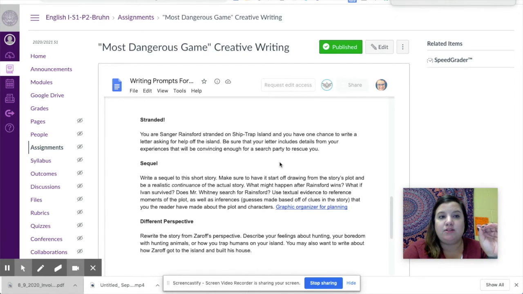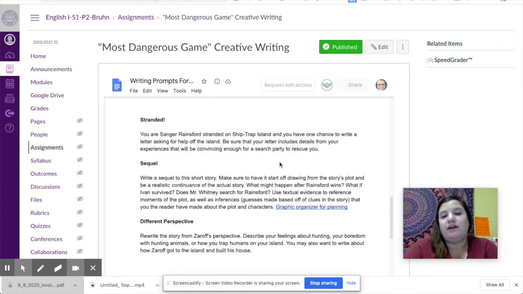Again, you want to make sure that you are still figuring out a way to include dialogue and figurative language and to meet the length requirement. Sequel, this one, you're basically writing a sequel. So what happens next, right? Rainsford beats Zaroff, and then what happens?